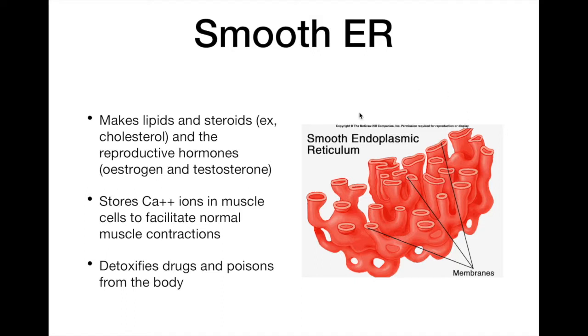The smooth ER, which is the easiest one, makes lipids and steroids, like the reproductive hormones, estrogen and testosterone. Also, it stores calcium ions in muscle cells to facilitate normal muscle contraction. Actually, in the muscle cells, it has a specific name. And also, it detoxifies drugs and poisons from the body, like alcohol.